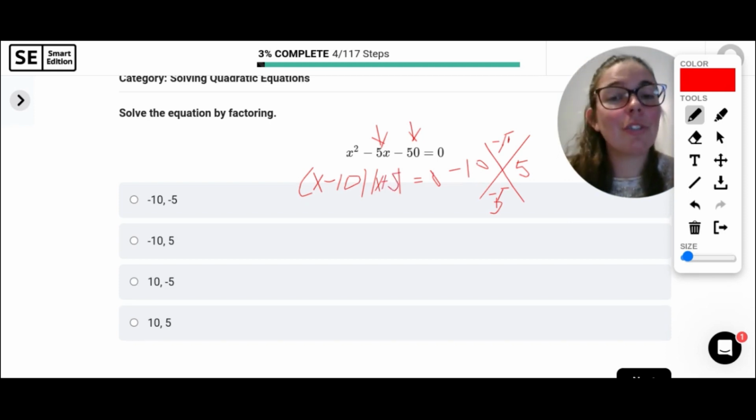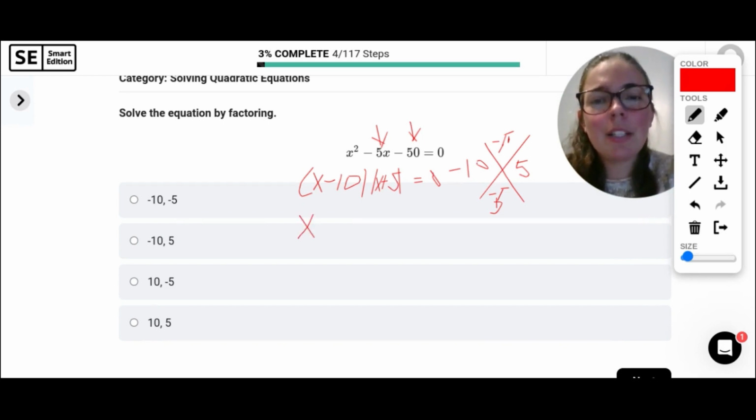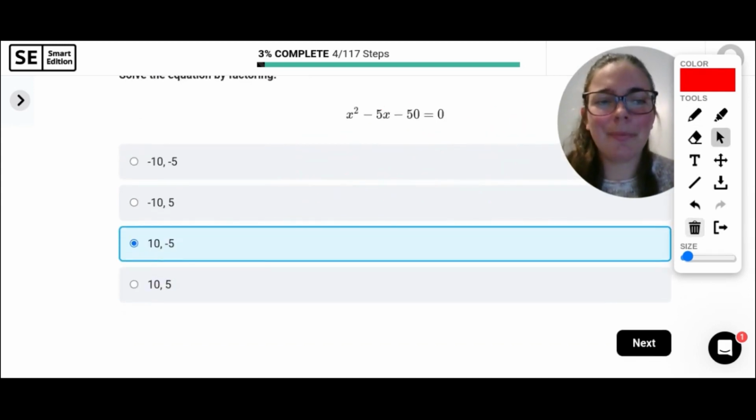And then I just have to set each of those equal to 0 and solve. So x minus 10 equals 0 means that x has to equal positive 10. X plus 5 equals 0 means x has to equal negative 5. So positive 10, negative 5 would be my solutions to this equation.